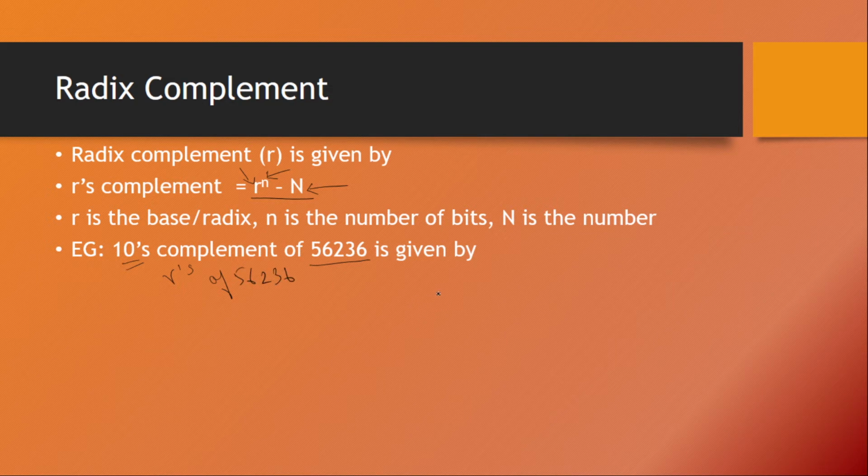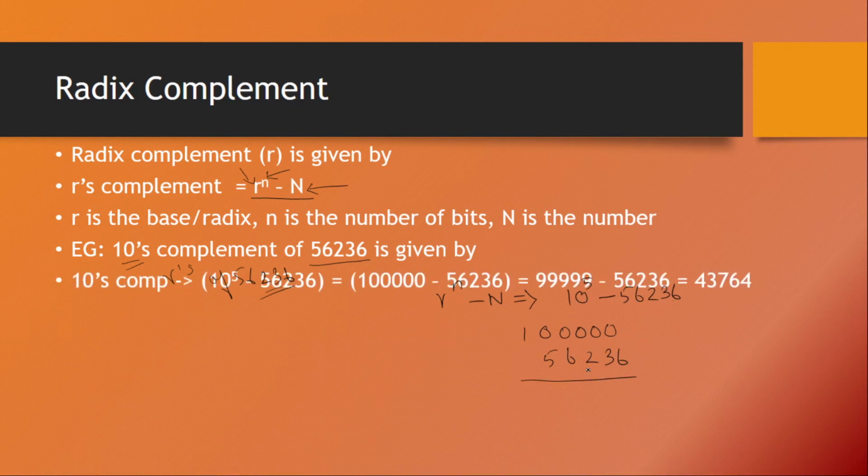It's pretty simple. You directly apply that formula. According to the formula, it's R power n minus N. R's value is 10, 10 power n, and n is actually 5 here. So 10 power 5 minus capital N, which is the same number, 56236. So it's 1 followed by 5 zeros minus 56236. So you will get the answer, and that's what we have here, 43764.